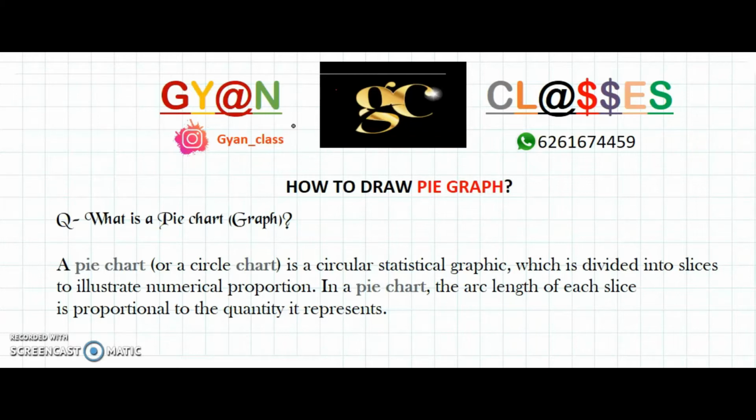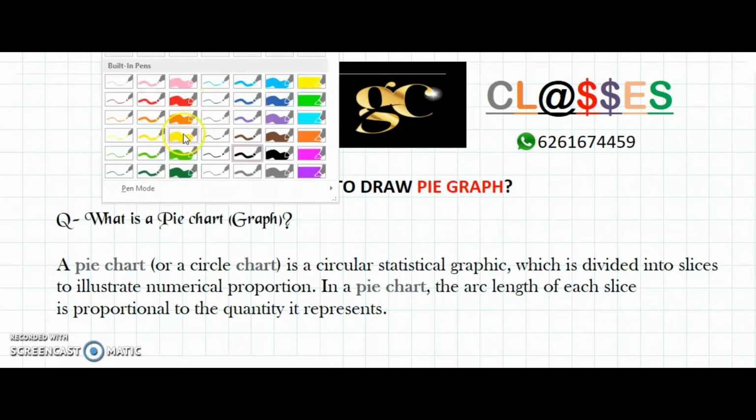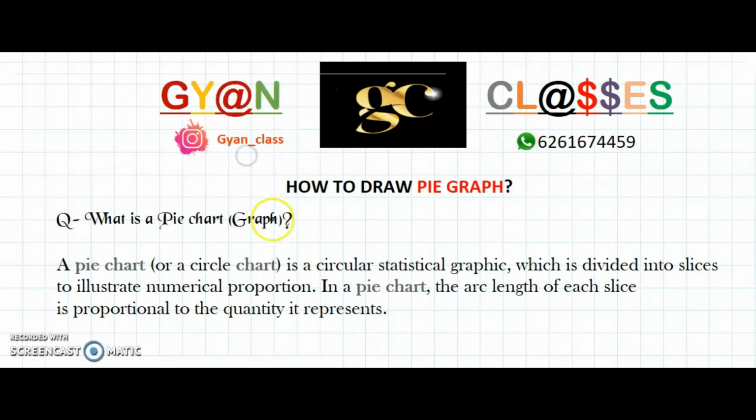First of all, let us understand the meaning of this particular term, a pie graph or a pie chart. A pie chart, also called a circle chart, is a circular statistical graphic. What is being done here? It is divided into different slices, as a pizza is divided into slices. It is just to illustrate the numerical proportion. Remember, it is just to denote the numerical proportion.